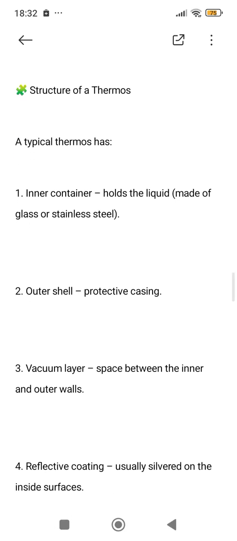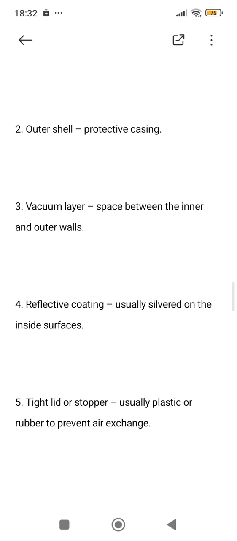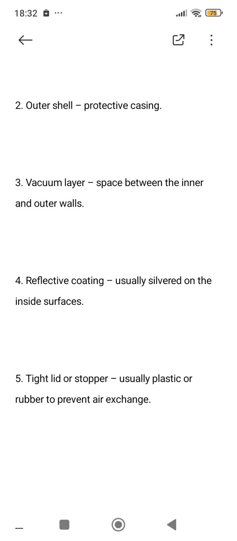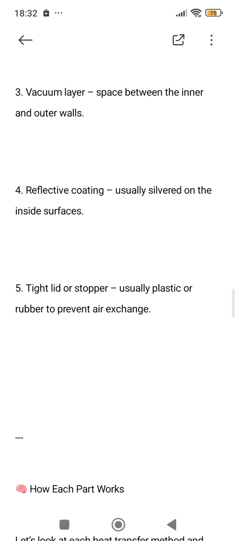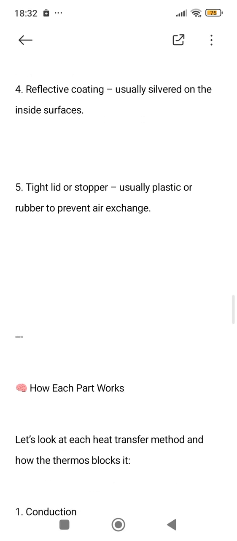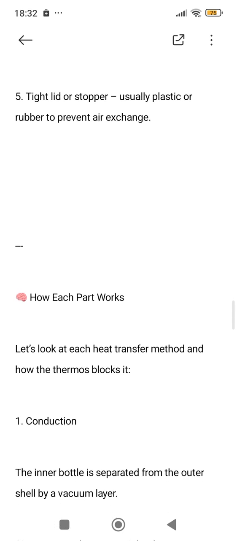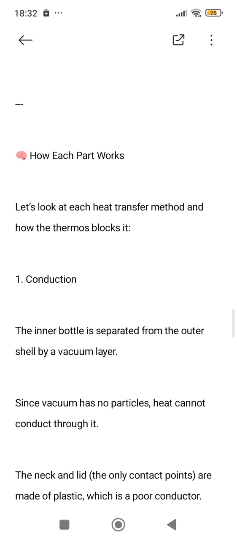Structure of a thermos. A typical thermos has: Number 1. Inner container, which holds the liquid, made of glass or stainless steel. Number 2. Outer shell, a protective casing. Number 3. Vacuum layer, the space between the inner and outer walls. Number 4. Reflective coating, usually silvered on the inside surfaces. Number 5. Tight lid or stopper, usually plastic or rubber, to prevent air exchange.